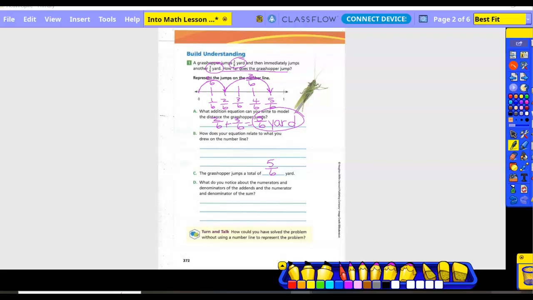What do you notice about the numerators and the denominators of the addends and the numerator and denominator of the sum? So what do we notice? Did the numerator change in the answer? Yes. Did the denominator change in the answer? No. So your denominator stays the same and you change the numerator.